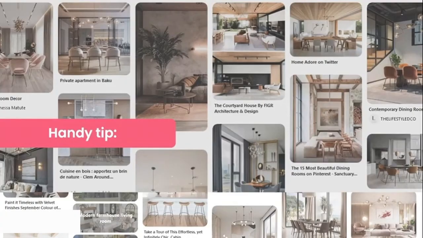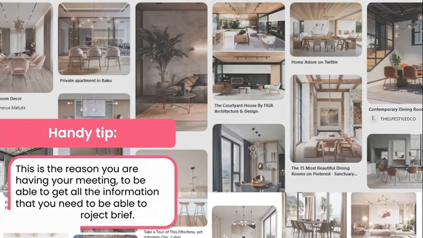A handy tip, you could suggest to your client to create a Pinterest board where they can gather all the images that they like to assist you in putting together the final look and feel for your project. So this is essentially like a mood board or a sample board collection.